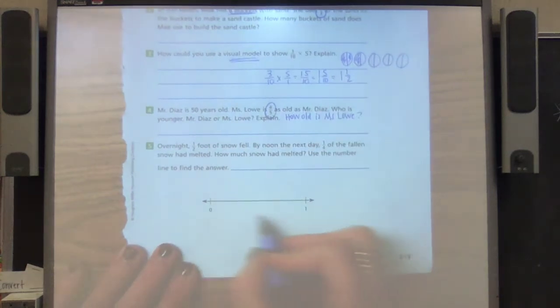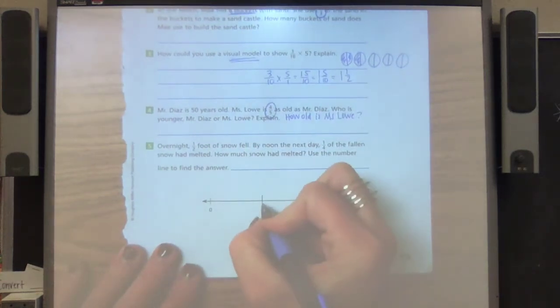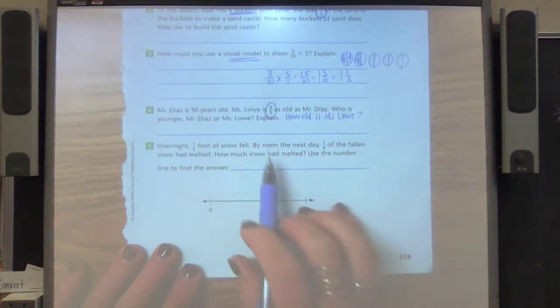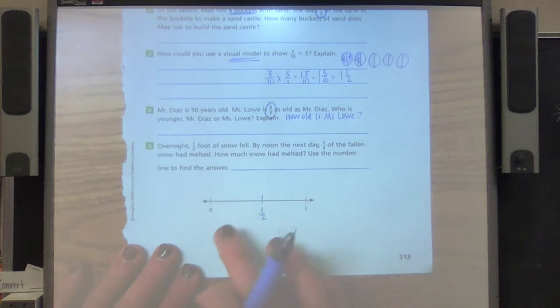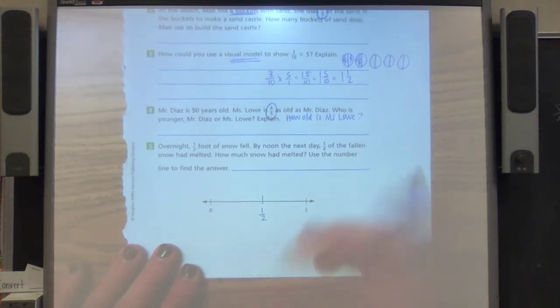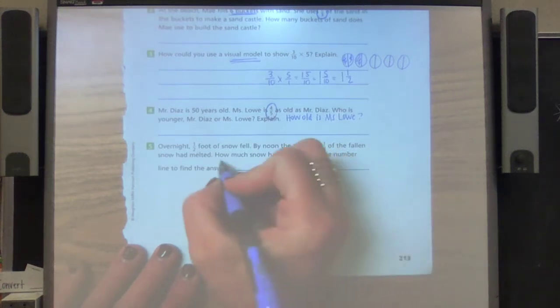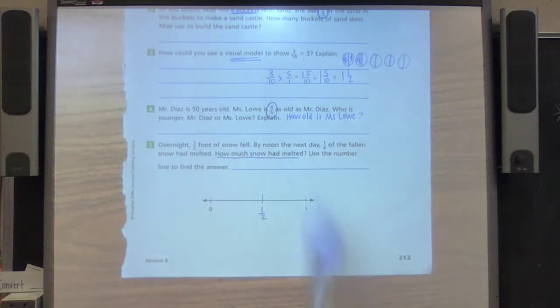So we've got our number line, and we're showing 0 to 1. I know a half is here. By noon, a fourth of that snow had melted. So we know a fourth is smaller than a half. So let's use this to figure out how much snow melted. A fourth of this half had melted. Okay? Let's turn it over.